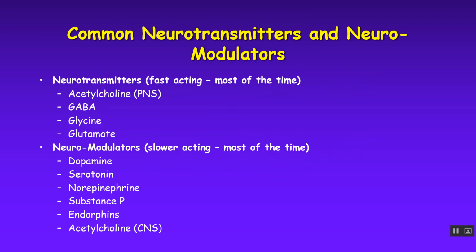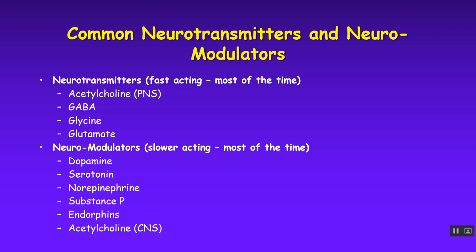So here's common neurotransmitters and neuromodulators. So neurotransmitters, fast acting most of the time. There's always the exception or two here, but for your purposes, just know that these typically are fast acting. Acetylcholine's unique because it can be classified as either a neurotransmitter or a neuromodulator. Acetylcholine in the peripheral nervous system tends to act like a neurotransmitter, and it's because it's fast acting at the neuromuscular junction, okay? And also in the autonomic nervous system.